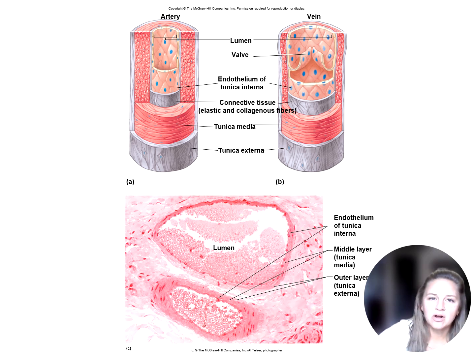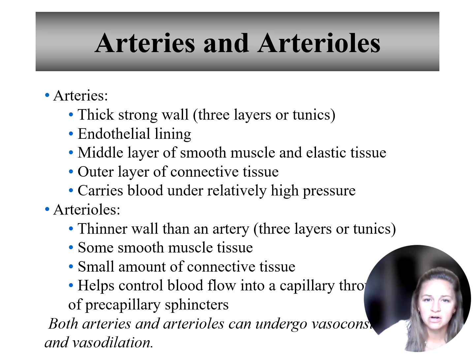So the artery going away from the heart is nearest to the heart, so it has a thicker, stronger wall, endothelial lining, and it carries the blood under relatively high pressure. So it has a smaller lumen. It also has a thicker, stronger wall. So the closer you are to the heart, which is the pump, the more force the blood is going to have going through that artery. So that's why your blood pressure is higher in an artery than it is in a vein.